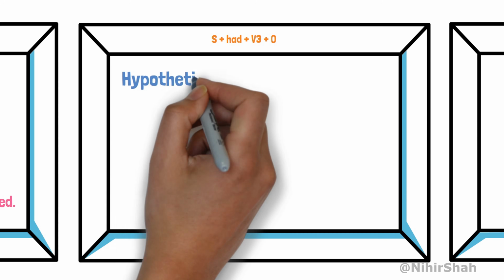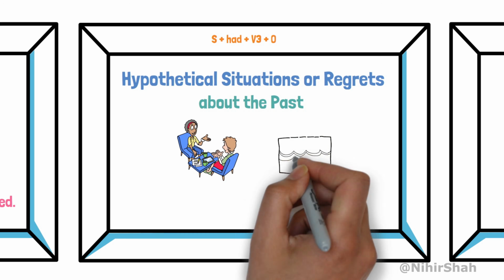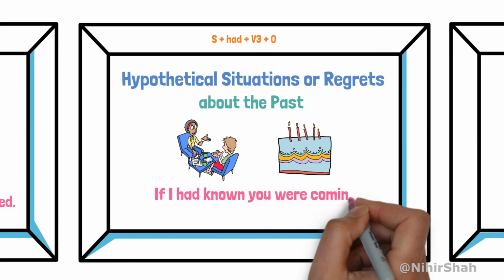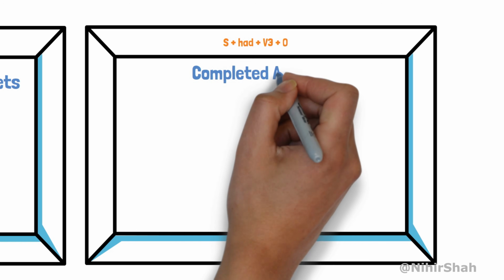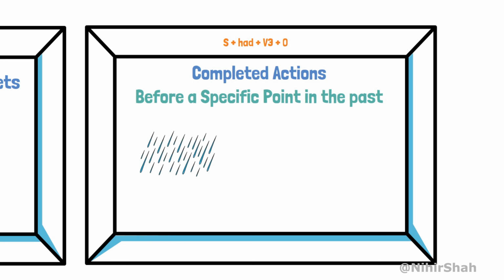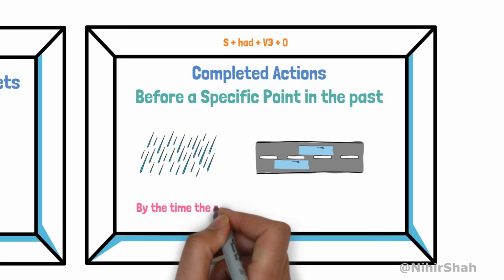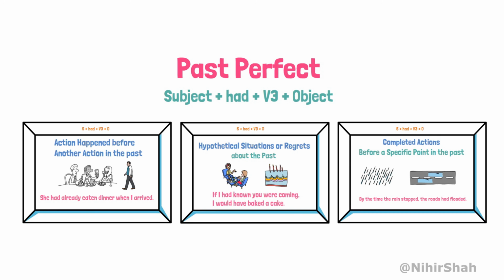Number 2, to express hypothetical situations or regrets about the past. If I had known you were coming, I would have baked a cake. And number 3, to talk about actions that were completed before a specific point in the past. By the time the rain stopped, the roads had flooded. So, the past perfect tense helps to establish the sequence of events in the past or to indicate actions that were completed before a certain point.